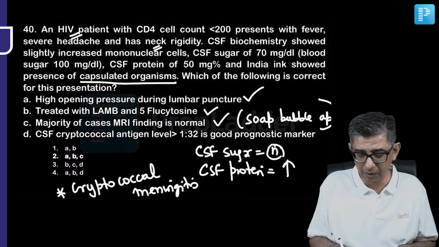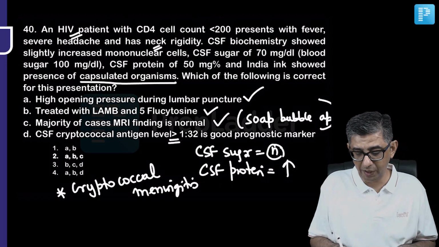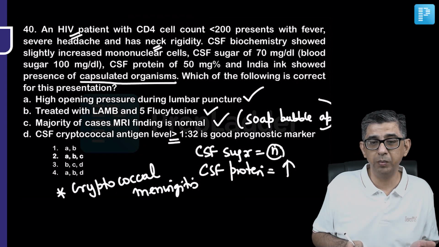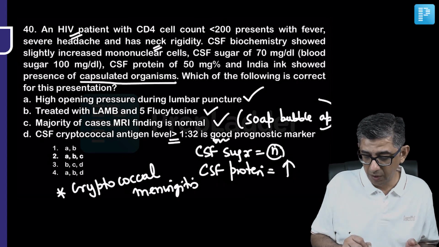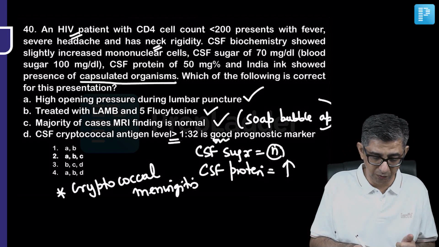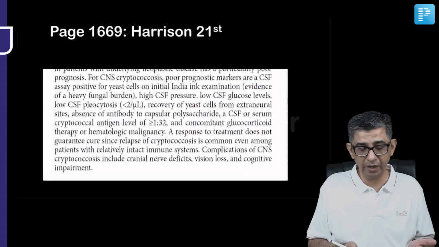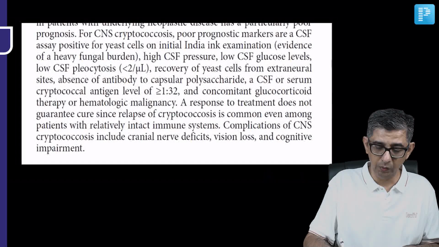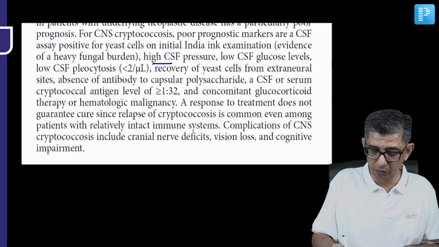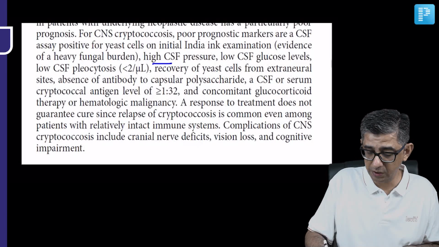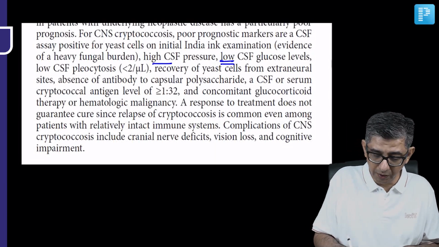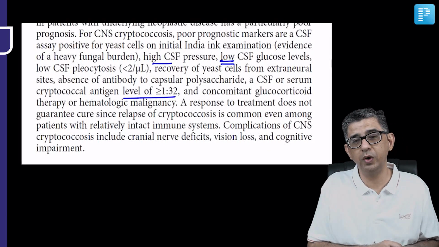So I'll just go by bluffing an answer here: if the values given of the antigen are more, then it would be a poor prognostic marker. The correct answer for this one would be A, B, and C, and I'll just show you the textbook reference also. It is mentioned in Harrison that if you encounter high CSF pressure, pleocytosis, low CSF sugar, in our case it was normal, and the titer of antigen being more than 1:32.